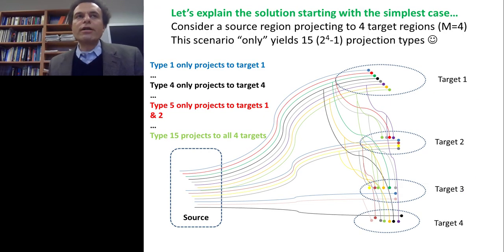So shotgun projectomics is a way to tackle these challenges. To explain how that works, we can start from the simplest case, which is a region projecting to 4 target regions, n equals 4. And this only has 15 projection types. Because there are only 15, I was able to manually draw them all in PowerPoint. And so these are color-coded. Say type 1 only projects to region 1, and type 15 projects to all 4 target regions.